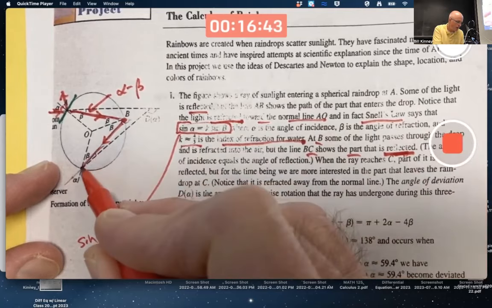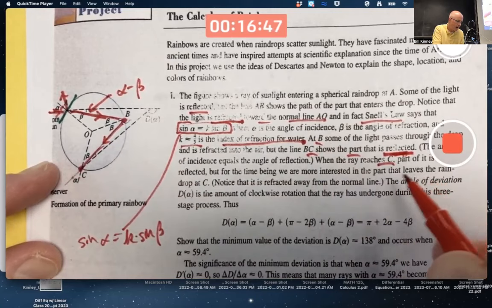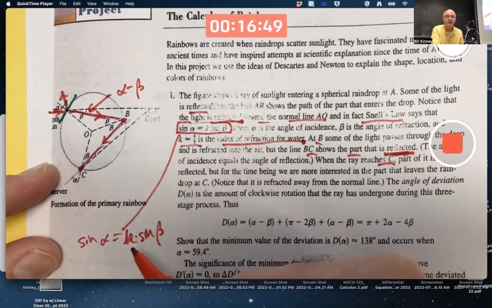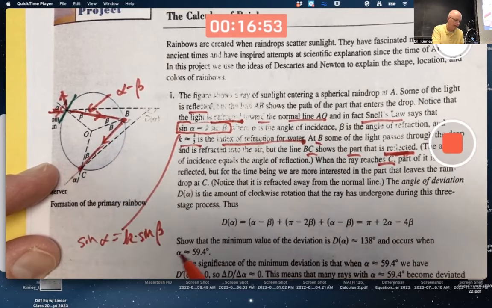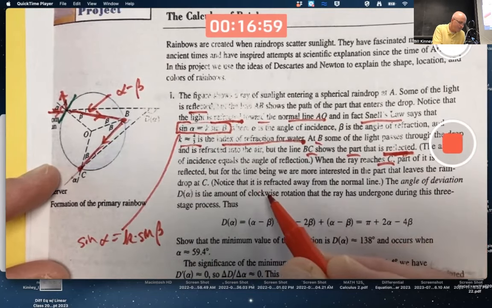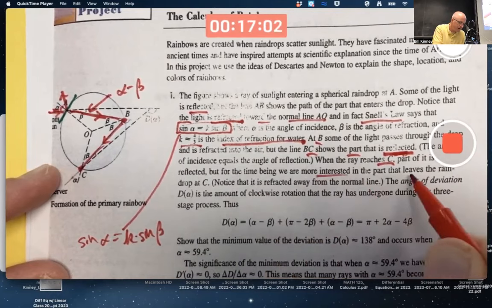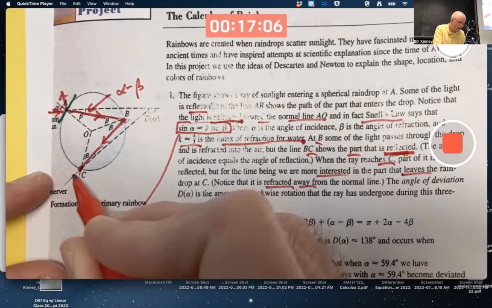When the ray reaches point C, part of it is reflected, that's not drawn, bounces back through the water droplet. We're more interested in the part that is refracted. More interested in the part that leaves the raindrop. It is refracted away from the normal line like this.